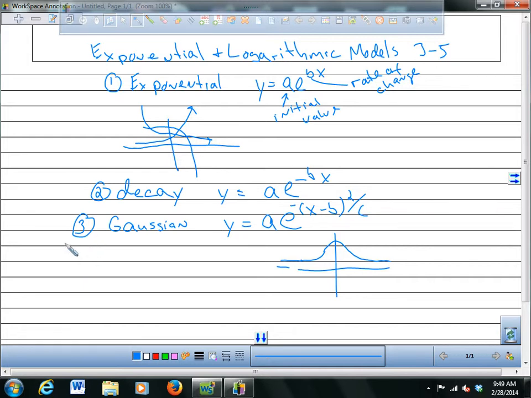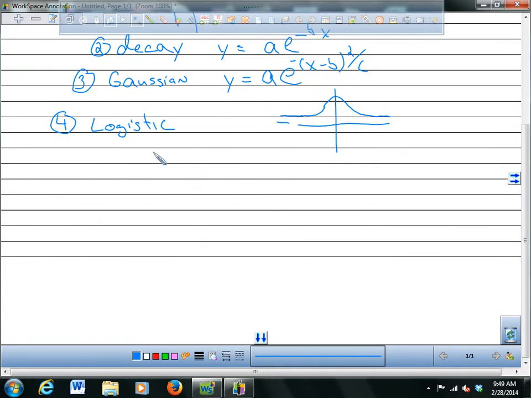Anyway, and then we have something called a logistic model. Logistic. And these come up a lot in real life. They have the form y equals a over 1 plus b e raised to the negative rx, okay? And logistic growth models are more realistic models of populations or bacteria or lots of different things.